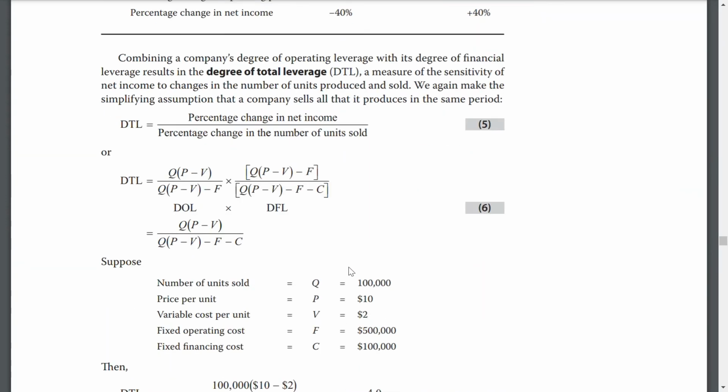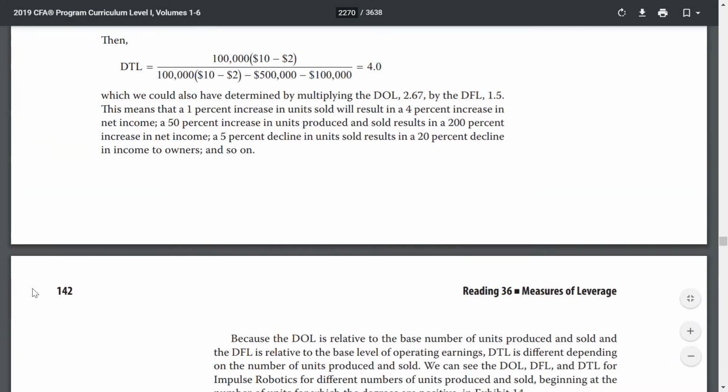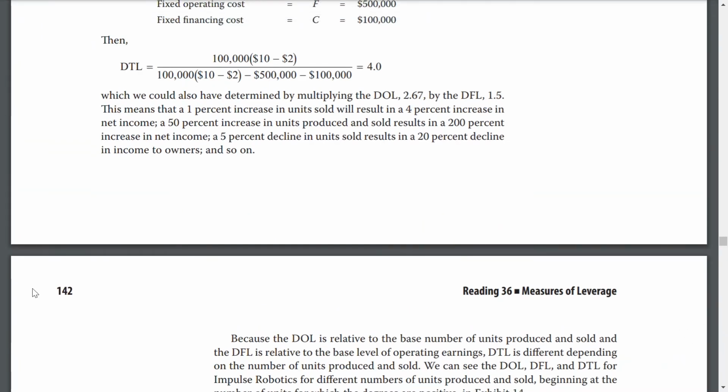Combining a company's degree of operating leverage with its degree of financial leverage results in the degree of total leverage, a measure of the sensitivity of net income to changes in the number of units produced and sold. We again make the simplifying assumption that a company sells all it produces in the same period. This means that we can determine it by multiplying the DOL of 2.67 by a DFL of 1.5. That means that a 1% increase in the units sold will result in a 4% increase in net income. A 50% increase in units produced and sold will result in a 200% increase in net income.